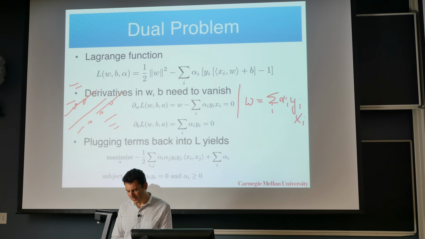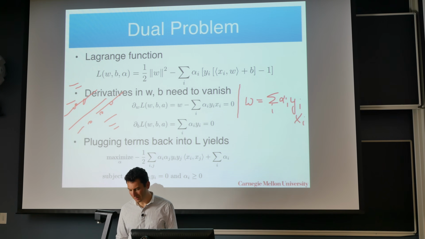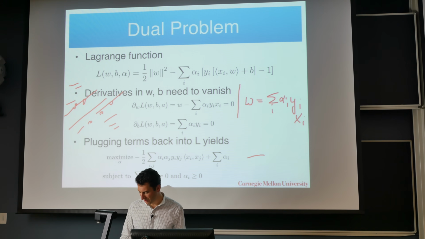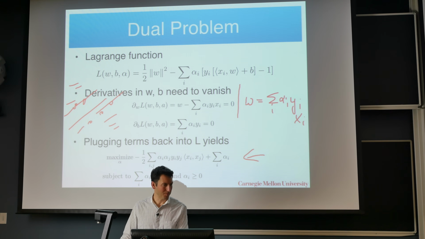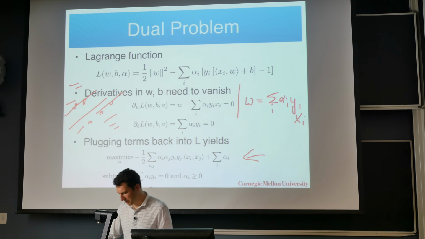Now, since we just obtained the optimal solutions of B and W in terms of alpha, we can just plug them back into L. Who wants me to explicitly derive this equation, or who believes that plugging W and B into L gives you this problem? Who wants to see the explicit derivation? Okay. It's probably about one-fifth of the audience, so let's quickly go through this.